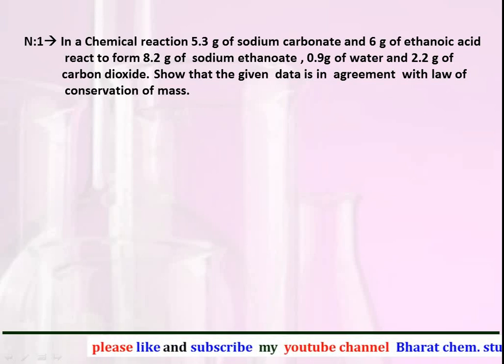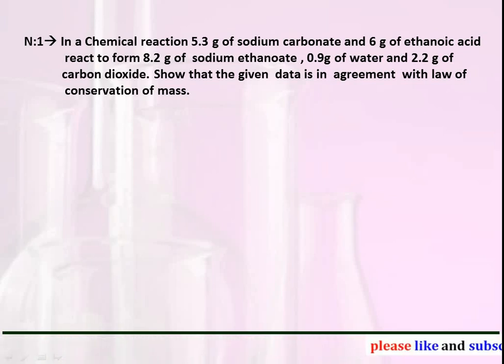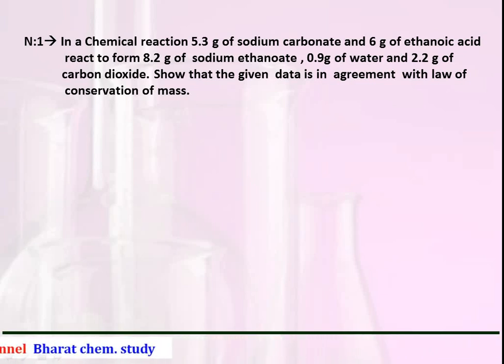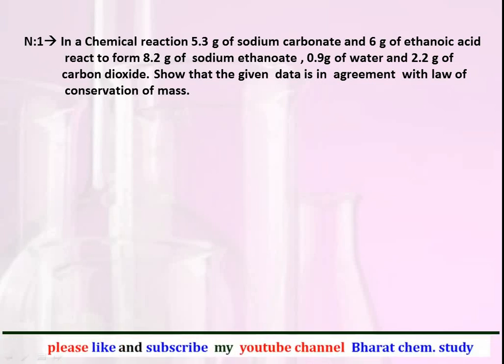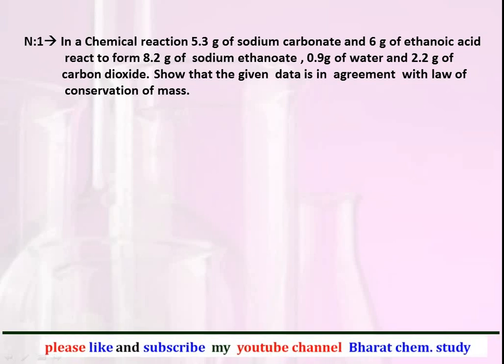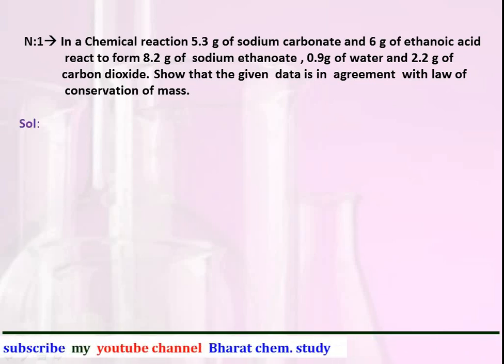Let's do a numerical. In a chemical reaction, 5.3 gram of sodium carbonate and 6 gram of ethanoic acid react to form 8.2 gram of sodium ethanoate, 0.9 gram of water and 2.2 gram of carbon dioxide. Show that the given data is in agreement with the law of conservation of mass. Here the masses of the reactants and the products are given. A hint: if we do not know the chemical formula, we can use the names of the reactants as well as products to solve our numerical. So let's do the solution of this numerical.